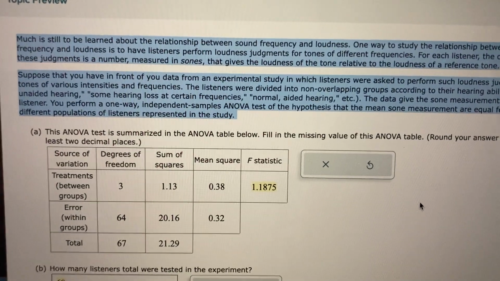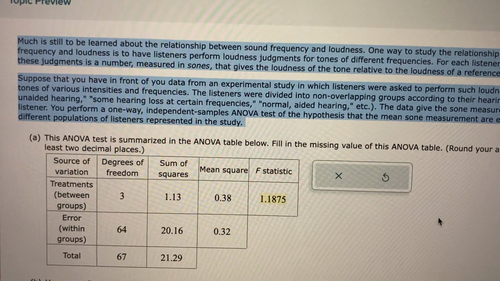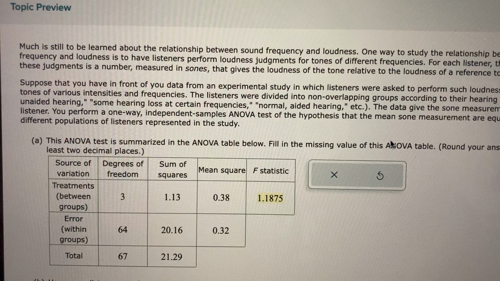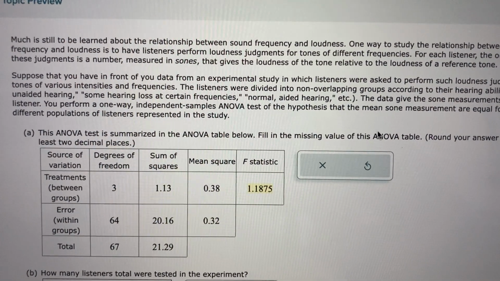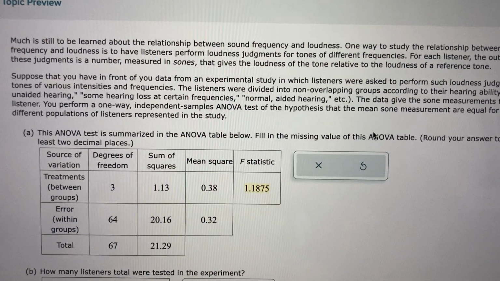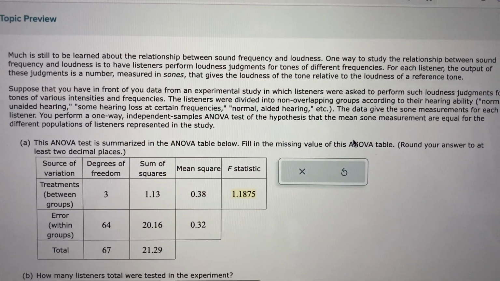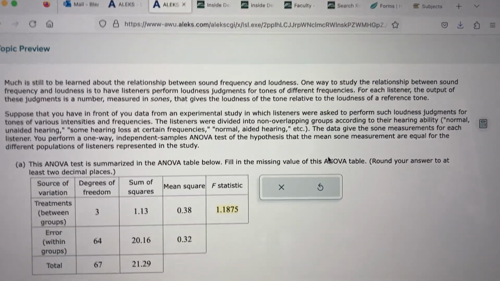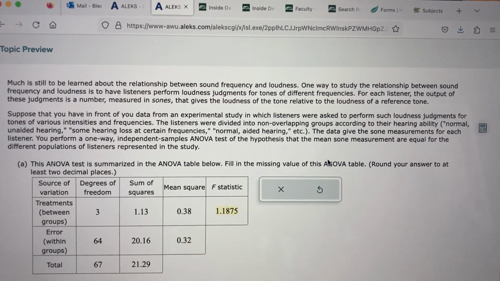Very quickly, it says, much is still to be learned about the relationship between sound frequency and loudness. One way to study the relationship is to have listeners perform loudness judgments for tones of different frequencies. For each listener, the output of these judgments is a number measured in sones that gives the loudness of the tone relative to the loudness of a reference tone.